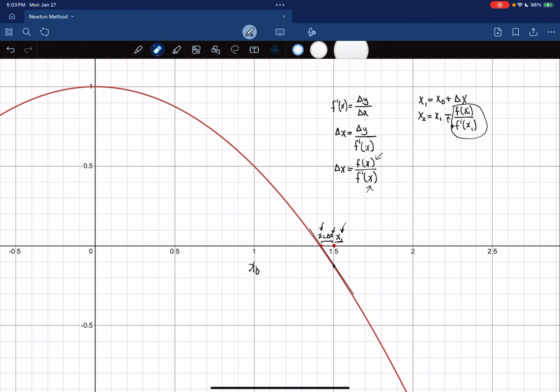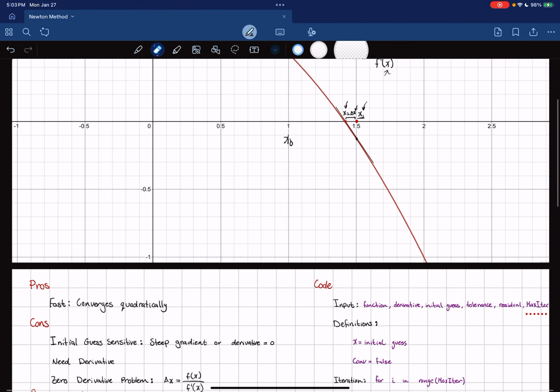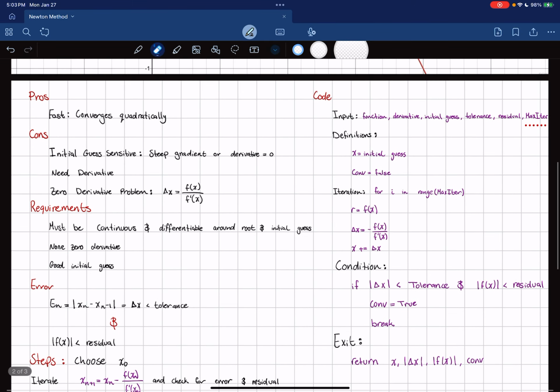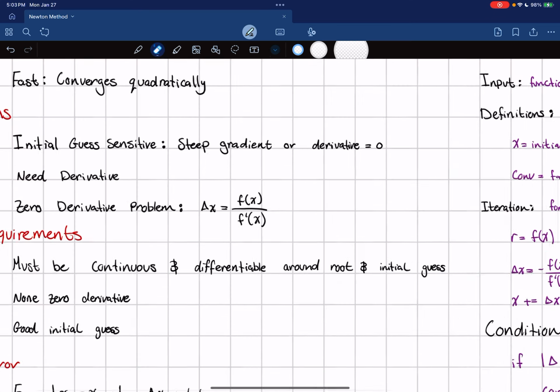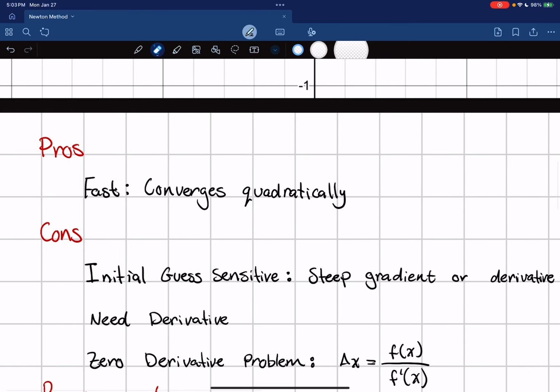Now, there are a couple of catches. It's not as perfect as it looks, all right? And that's what we have here. We're going to go over pros, cons, code, requirements, and error. So for the pros, it's just as simple as its fast convergence. It converges quadratically. And fun fact, this is the fastest method out of all the methods for root finding.